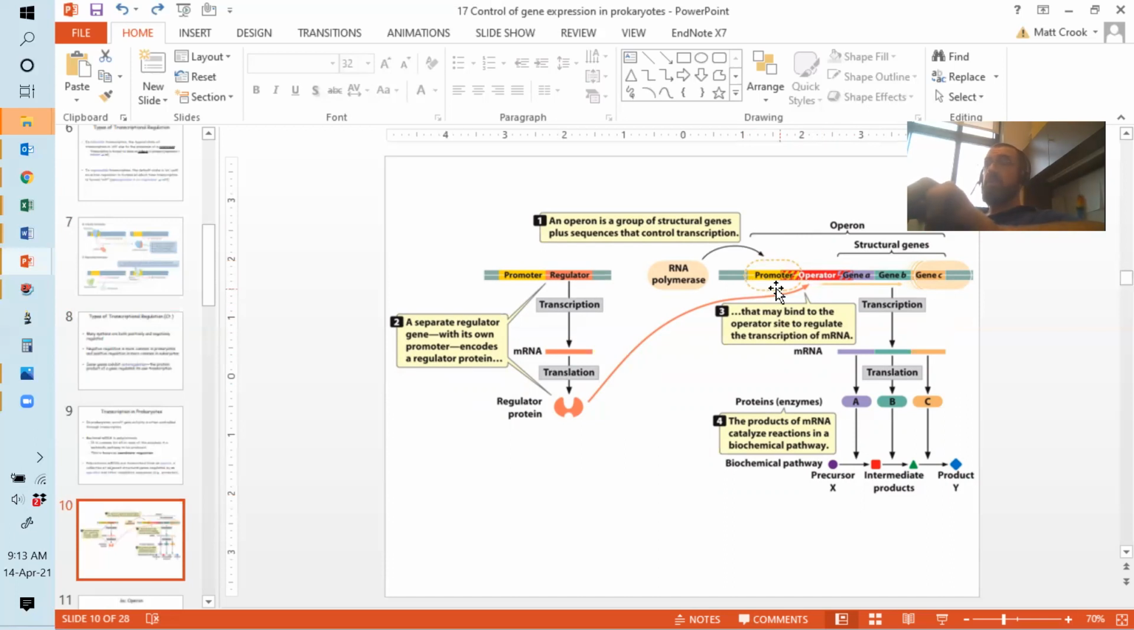These are just sequences of DNA, pieces of DNA that have particular sequences, right? Remember, we've got the -10 and -35 sequences in our promoter.